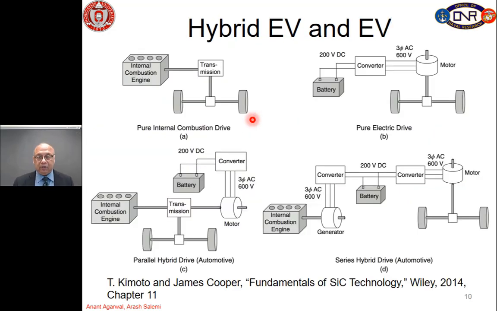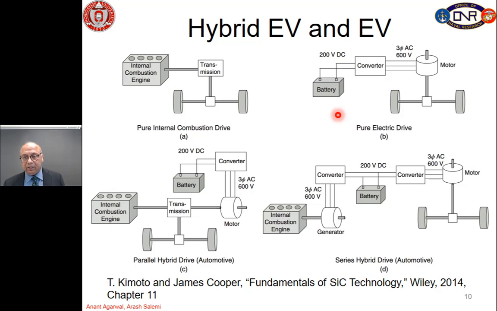Here is an example of hybrid electric vehicle and electric vehicle application. So, the first one is pure internal combustion engine or IC engine, where we have an internal combustion engine driving the transmission, which then drives the wheels. Then the very simple diagram for a pure electric drive is shown on the top right.